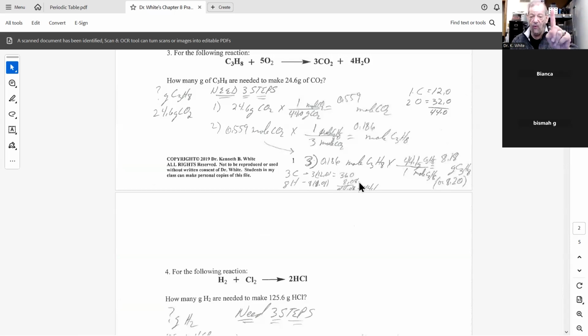36.0 has only 1, the 0. 8.08 has 2, 0 and 8. The lowest number is 1, so you keep the 0 here. The 8 you use to round off, is that 4 or less or 5 or higher? 5 or higher. You drop the 8 and the number in front, 0, you increase by 1, so that's 44.1. And 1 mole of a compound equals the molecular weight, and that's why I put the 44.1 on top.